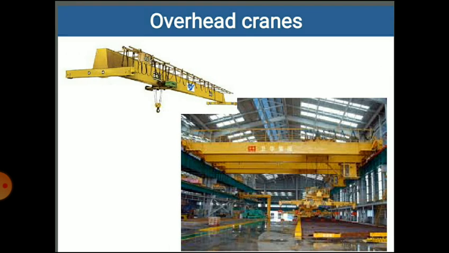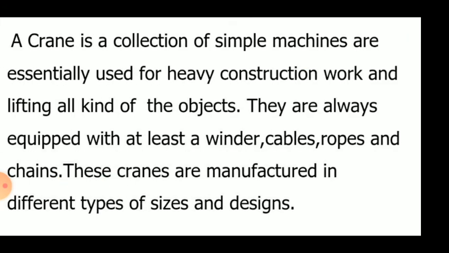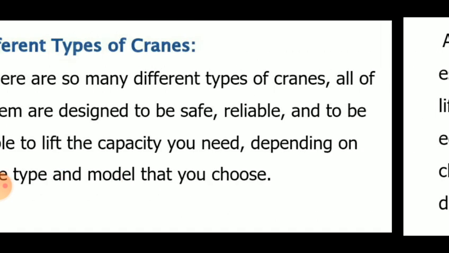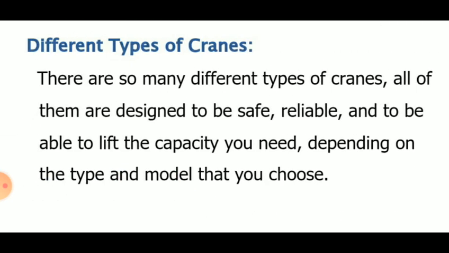Then cranes. Cranes are designed for lifting and moving heavy loads using one or more overhead beams for support. Principal types of cranes in factories are: first is the bridge crane and second is the gantry crane. There are so many types of cranes, but we will see the bridge crane and the gantry crane.